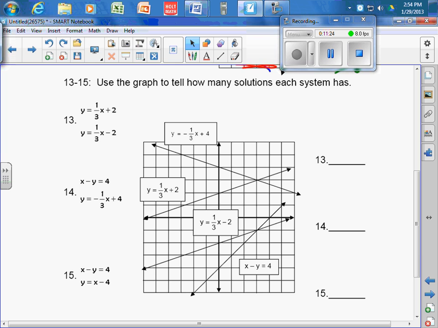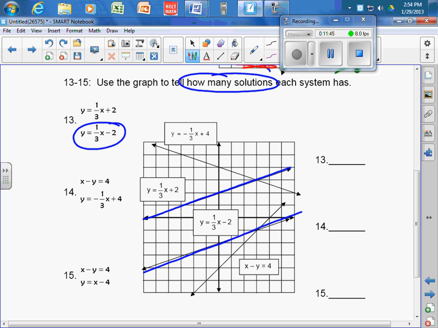In number 13, we have y is equal to 1/3 x plus 2. That's this line right here. Then we have y is equal to 1/3 x minus 2. That's this line right here. The directions say to tell how many solutions each system has. So this system right here, number 13, how many points do these have in common? 0. There's no solution there.